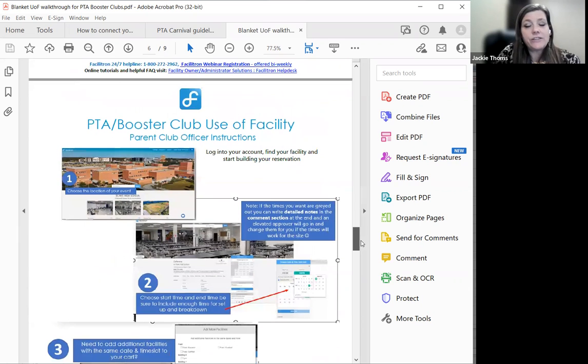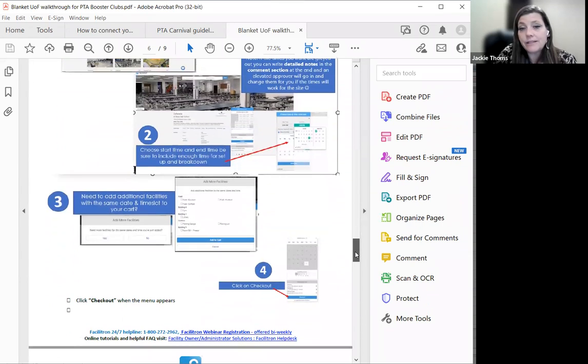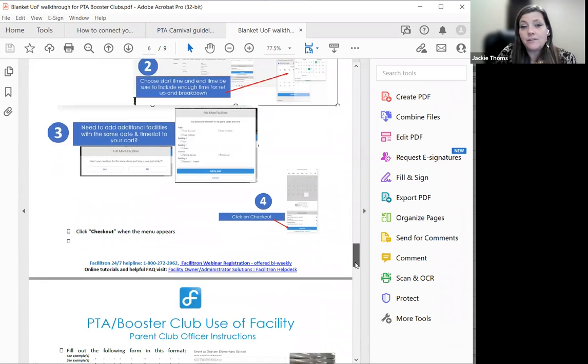And then, of course, these are the instructions for entering all of your regular use of facility agreements. And again, I'm going to share all of this with both Erica and Amy so that they can upload this on their website. And all of your secretaries at your school sites have access to this on Business News.